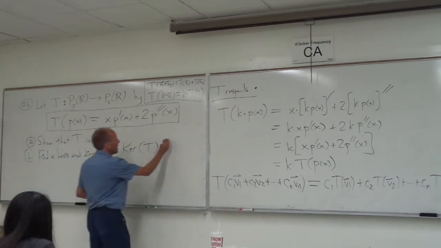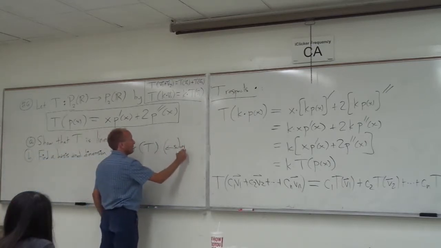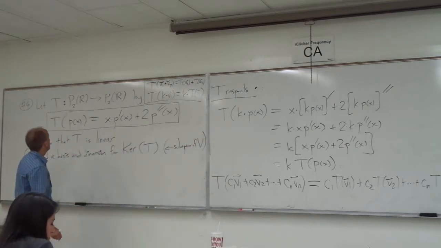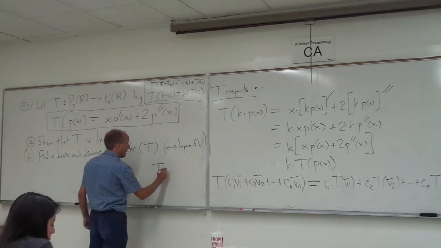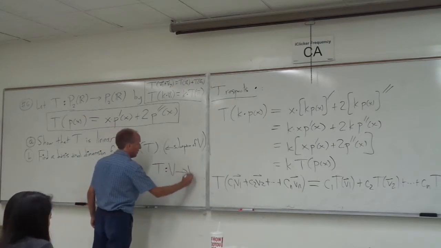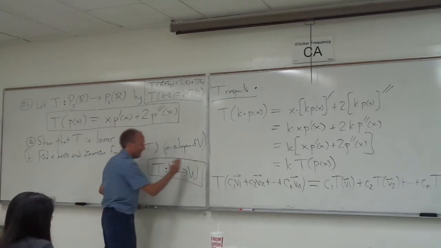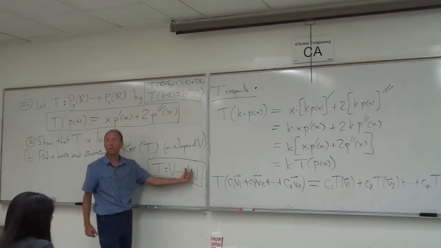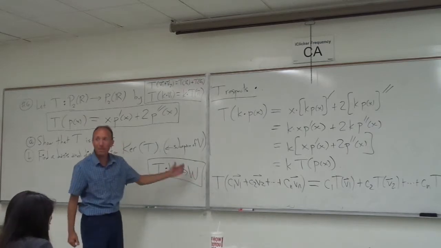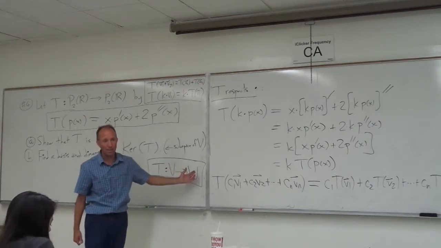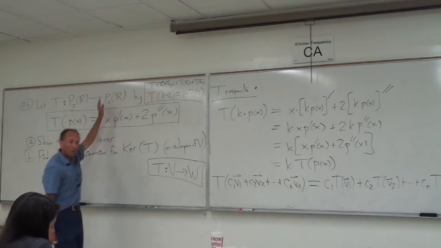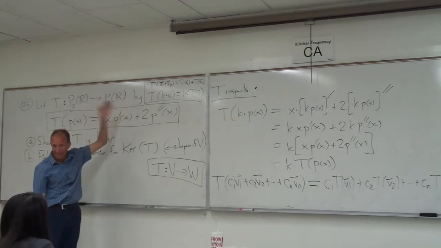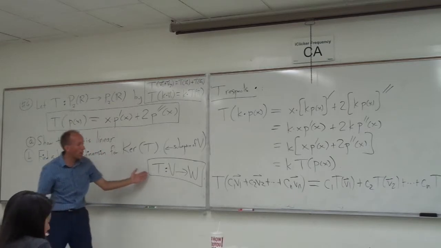The kernel of T, by the way, is always going to be a subspace of V. So when you have T going from V to W, the V is the input set, and the W is the output set. We have inputs and we have outputs. In this example, the inputs and outputs are the same set. But in general, they are not.